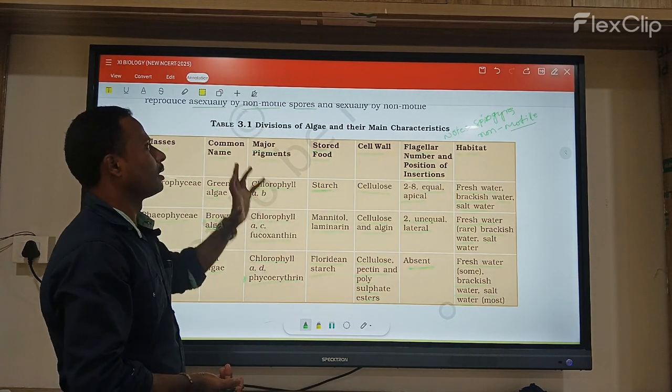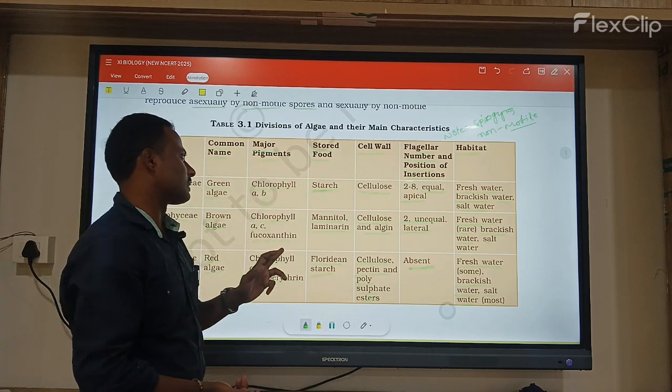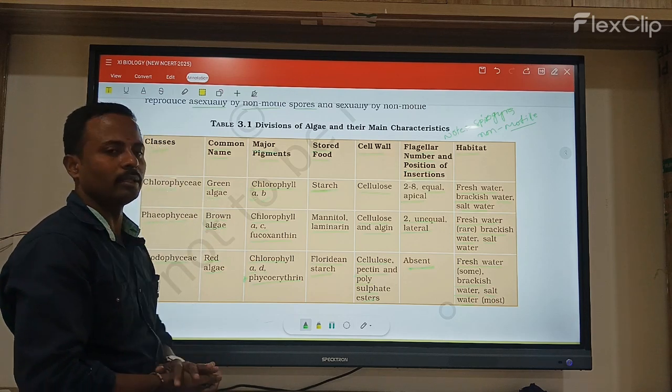Okay, these are the algae completely classified into three classes: Chlorophyceae, Phaeophyceae, and Rhodophyceae.